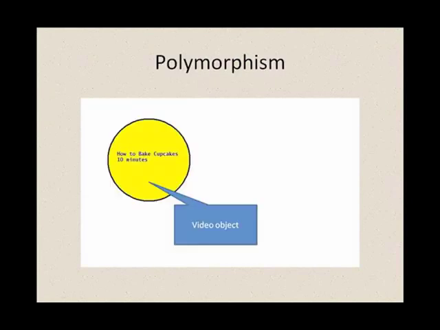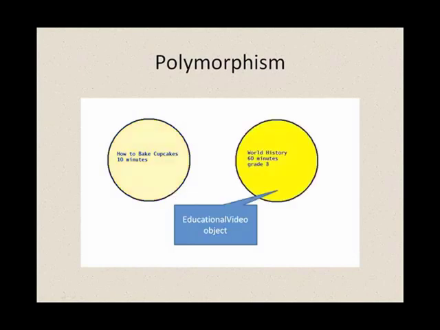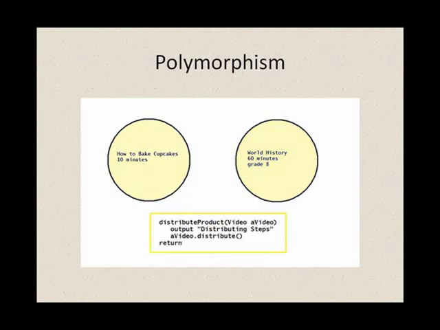Polymorphism gives you the ability to write a single method that works appropriately with different kinds of objects. For example, suppose you create a video object. Then suppose you also create an educational video object. A method that accepts a video object knows how to work appropriately. If you send it a video, it knows how to distribute a video, for example, and it also knows how to work appropriately if you send it an educational video. It knows how to distribute that. Polymorphism allows you to write one method that can work with multiple types of objects.